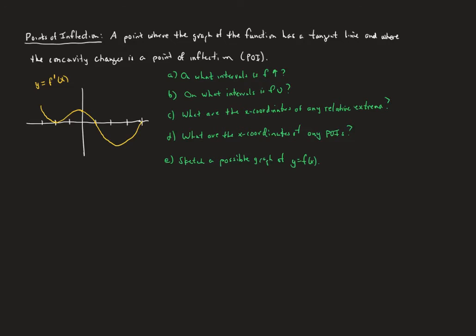If you had a place where there's a corner or a cusp or something like that, and it changed concavity, there is no tangent line there. That wouldn't actually be considered an inflection point, but that's pretty much splitting hairs there. So let's look at this.